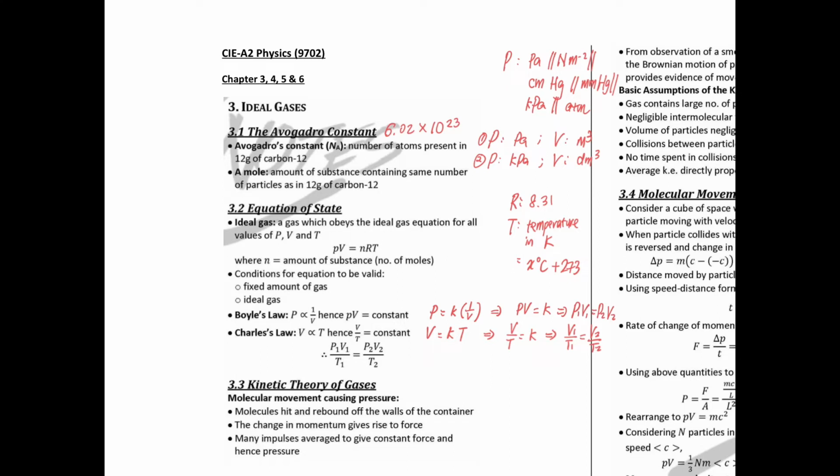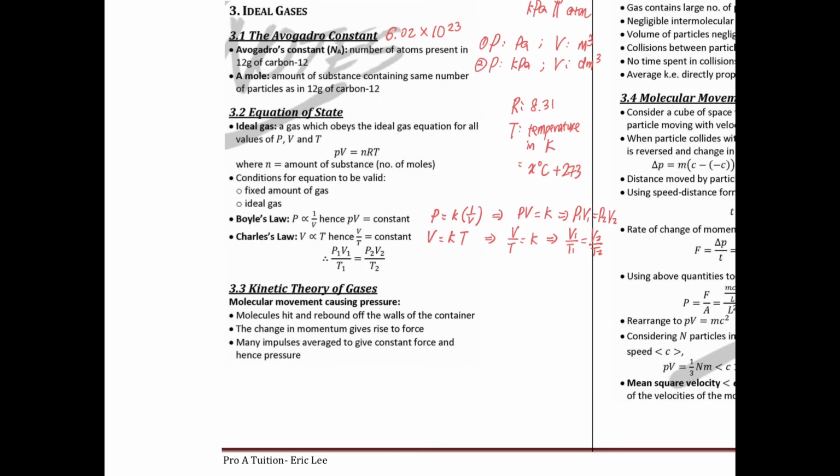Okay, now next one. Kinetic theory of gases. So we have first point here. They said molecular movement causing pressure. Molecules of gas hit and rebound off the wall of the container. So there is a change in momentum. Change in momentum gives rise to pressure.